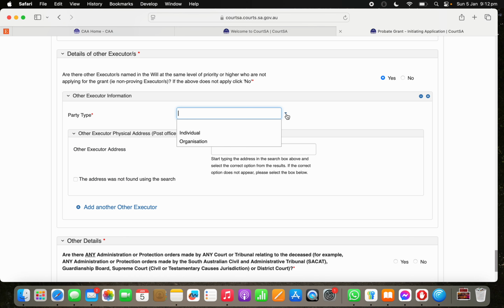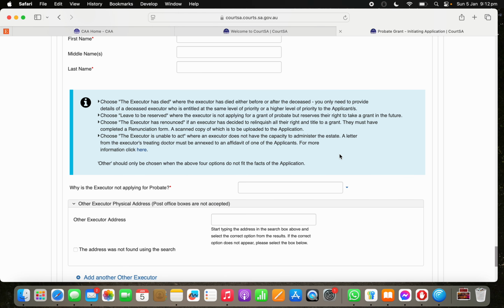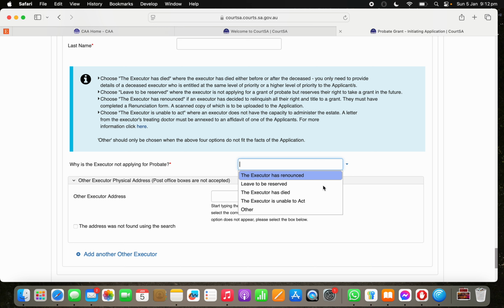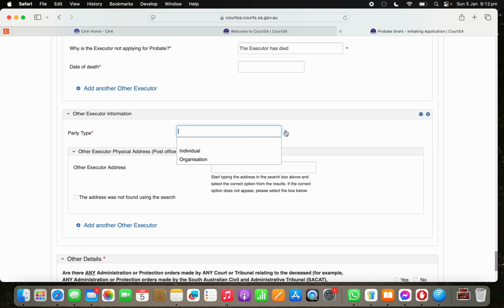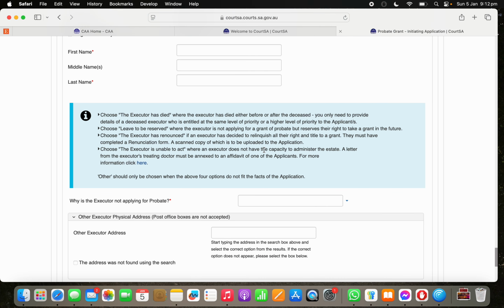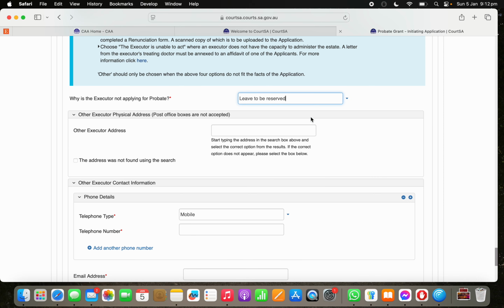Now, for the wife Anna, we would again say she's an individual. We would fill out her name, and then we would say that she has died, and we would give her date of death. To add Claire, we would hit add another executor. We would say she's an individual again, and we would choose leave to be reserved.